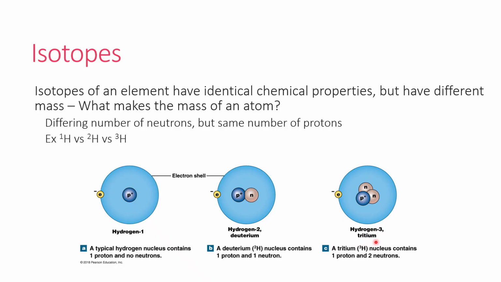Here, hydrogen 3, tritium, now we have two neutrons. Still the one electron, still the one proton, because they need to be equal. But now we've added two neutrons in there. Again, just increasing the mass of this isotope.